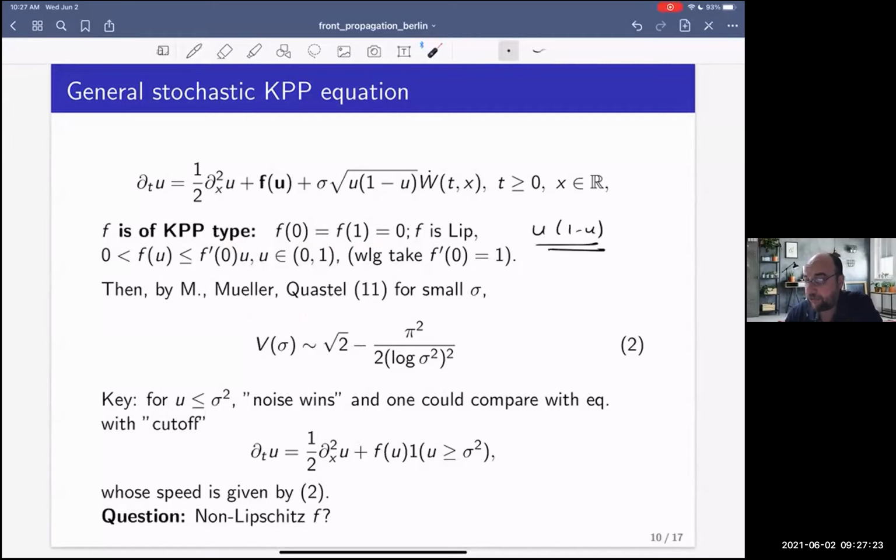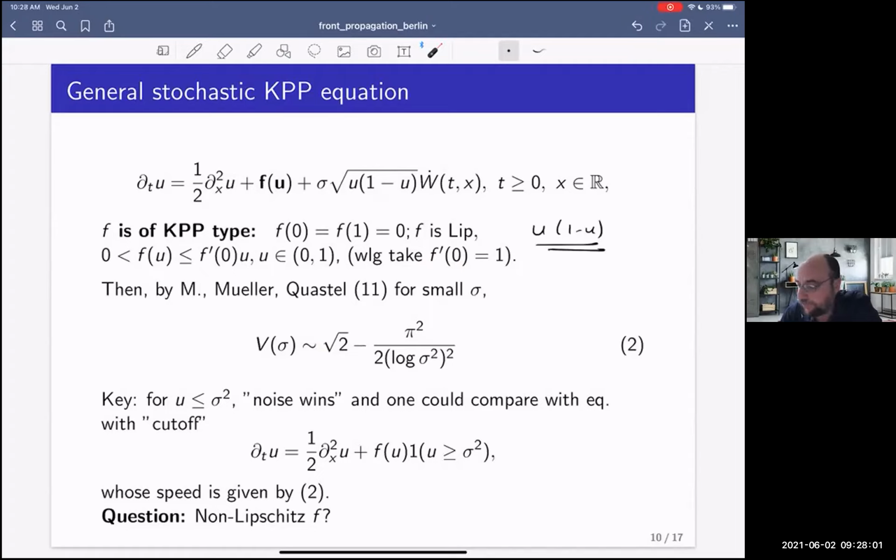And in the same paper with Carl and Jeremy, we showed that for small sigma, the asymptotic of v_sigma, the speed of propagation of the equation, has the same expression. So nothing changed. This asymptotic depends only on the derivative of the function f at 0, so the form of the function is not really important.